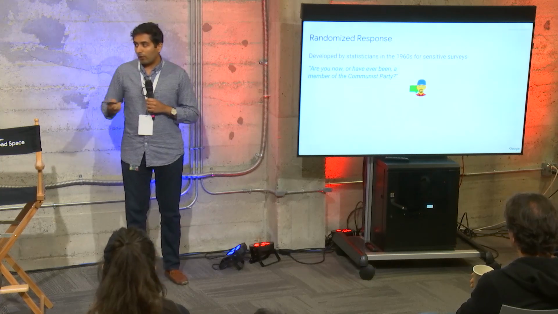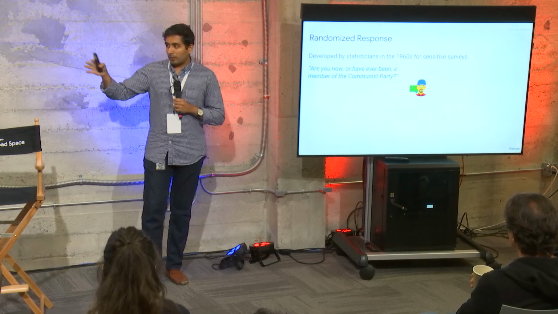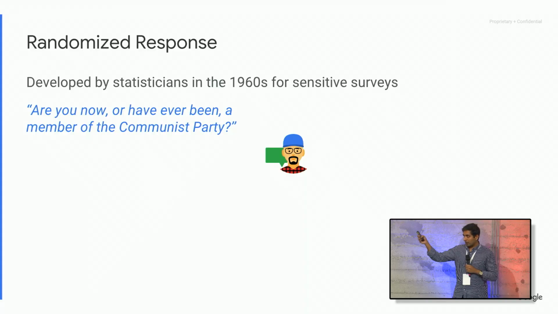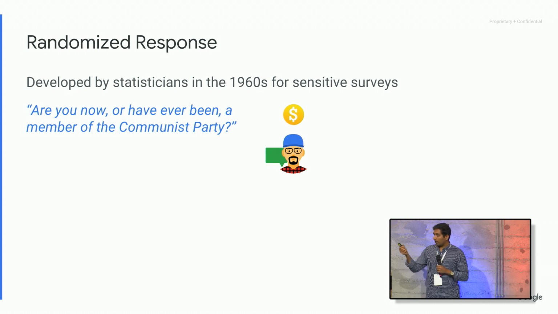So what do they do? They said the following. Imagine, for the purpose of this slide, the green value represents someone who's not a member of the Communist Party, and the red value represents a member. So green is no, red is yes. Imagine this person wants to say no. What they do is toss a coin. The dollar sign here refers to a coin toss, to randomness.